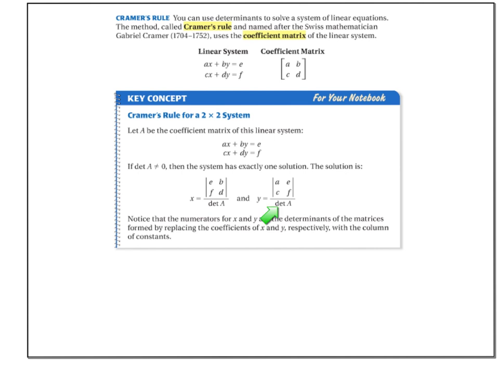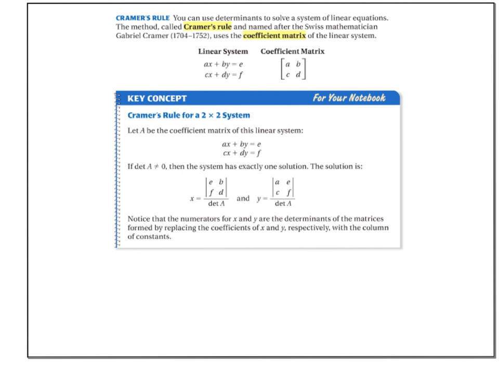In both of these denominators for x and y is the determinant of your coefficient matrix, and you know how to find that. Let's look closer at the numerators. It's telling you to find the determinant of these numbers inside here. E and F, notice, are in column 1, which is the x column of your original system. So what you do is you take your constants E and F and you replace what was in your x column with E and F, the constants.